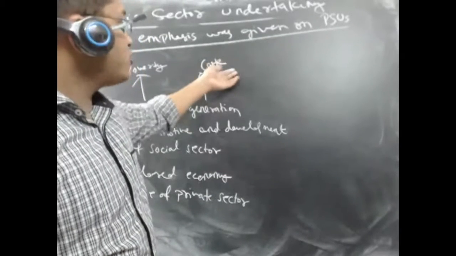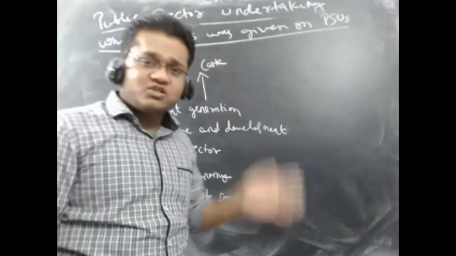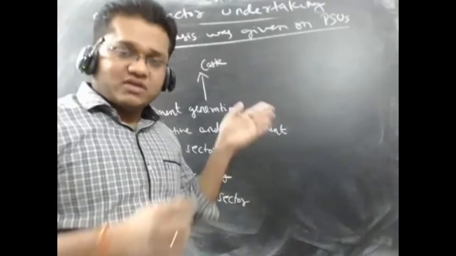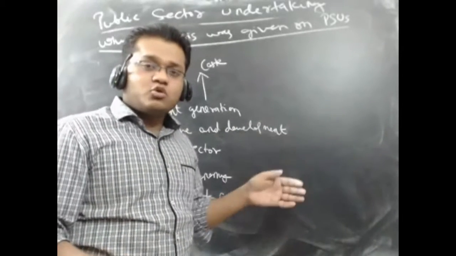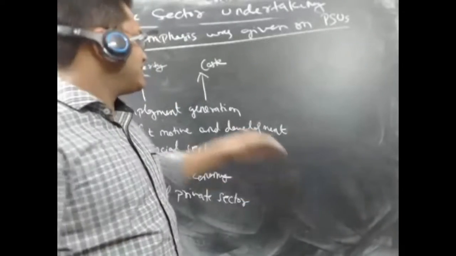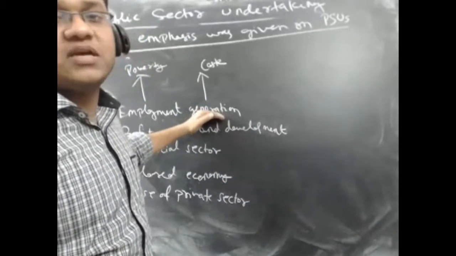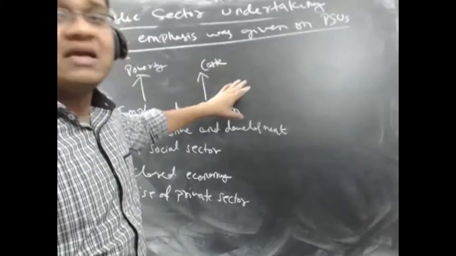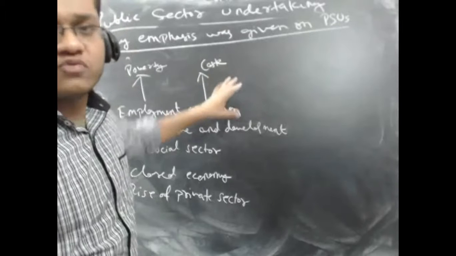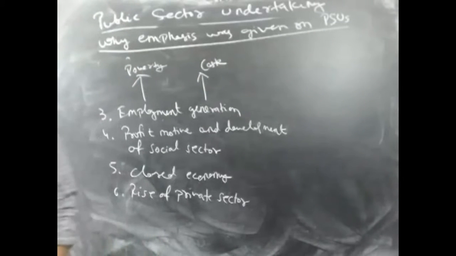In order to attack this problem of the caste system, it was envisioned that if PSUs are established in backward regions, then those people who cannot work in the agriculture sector can at least come and work in these PSUs. And it is only government that can give them reservations so that these people get a source of employment or income. Is it clear?